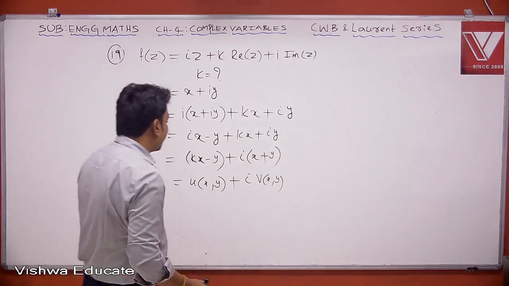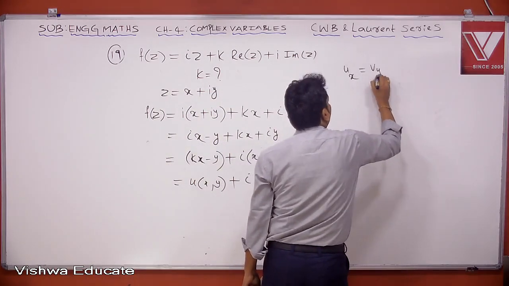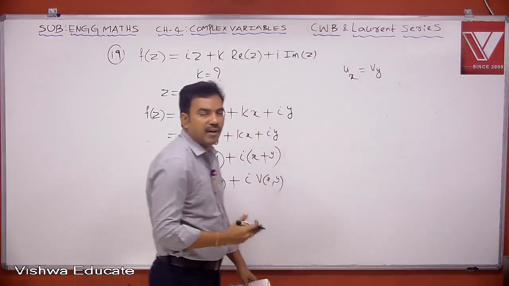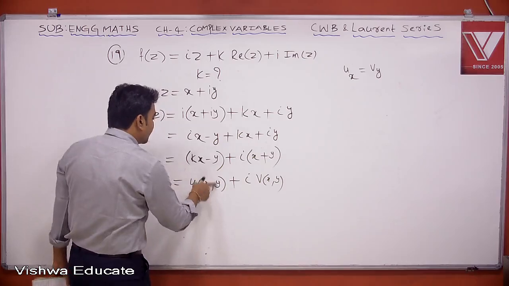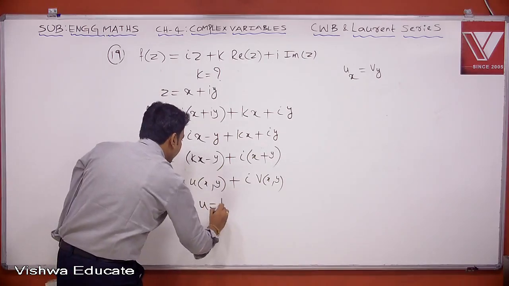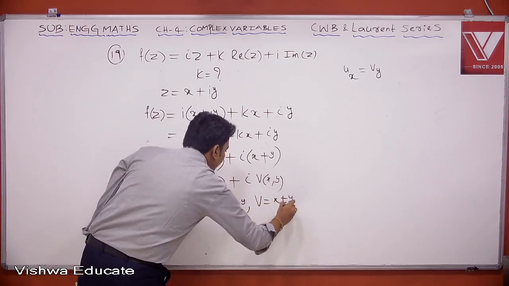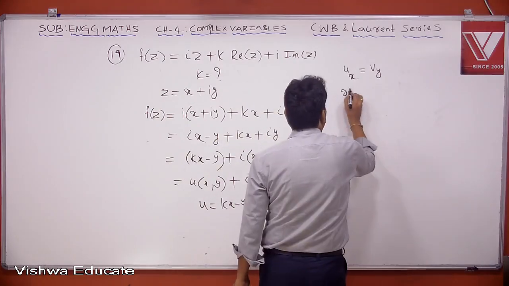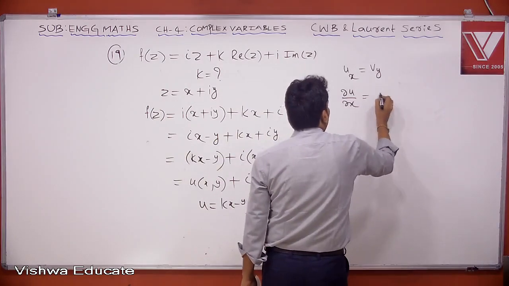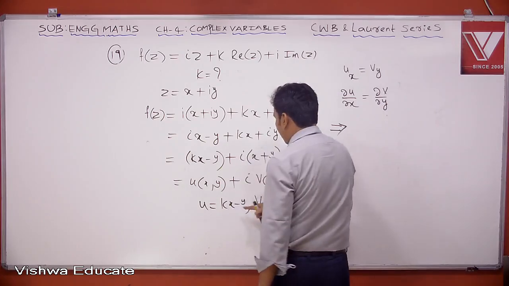So since it satisfies CR equations, ux must be equal to vy. Let us use the first CR equation. If I don't get the k value, let us apply the second CR equation. What is ux? Here u is nothing but kx minus y, and v is x plus y. So in this case, ux means dou u by dou x, so dou u by dou x equal to dou v by dou y. What is dou u by dou x?